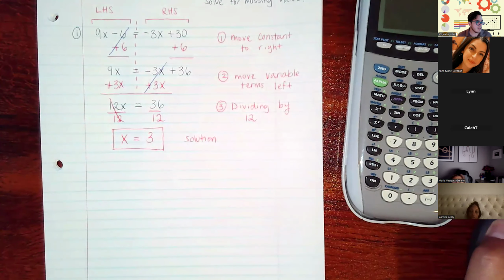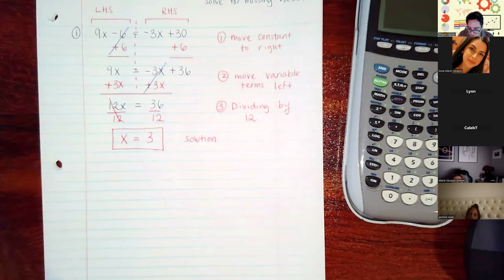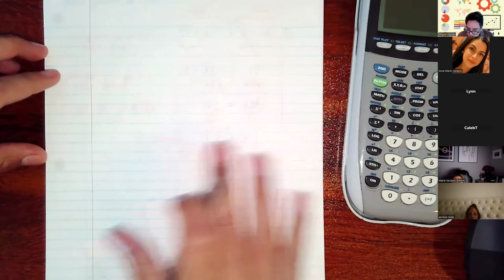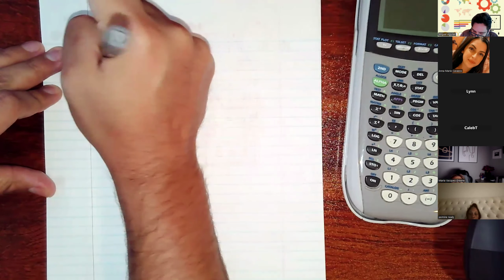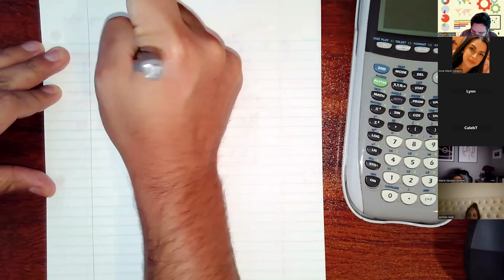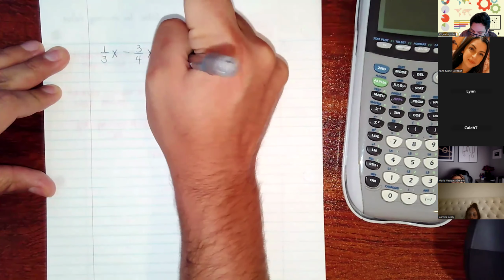Okay. So rather than switching you guys back and forth between the worksheet and the document camera, I'll just go ahead and write down the next problem here. Okay. So let's do it on the back of this so it's a nice blank page. We have 1/3 x minus 3/4 x is equal to 1/12.